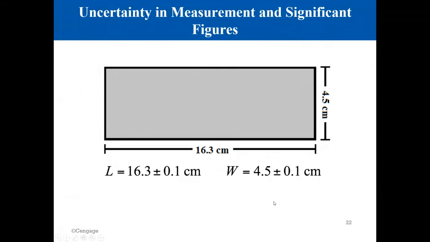We move on to significant figures. When we do measurements, as I said earlier, we deal with numbers, we deal with units. So here, if we are trying to calculate the area, say the width is 4.5, the length is 16.3. The precision in the meter stick, you can measure up to 1 millimeter, which is 0.1 centimeter. So I will use this equation to represent the measurement and including the possible error.